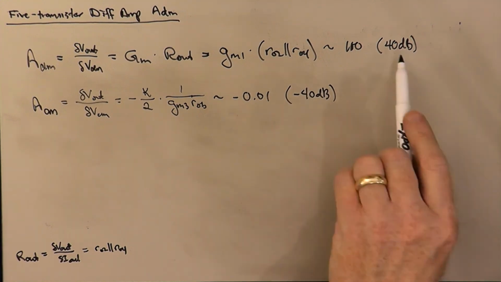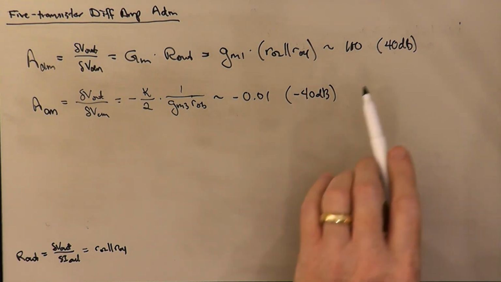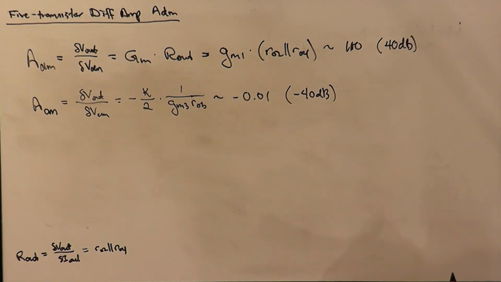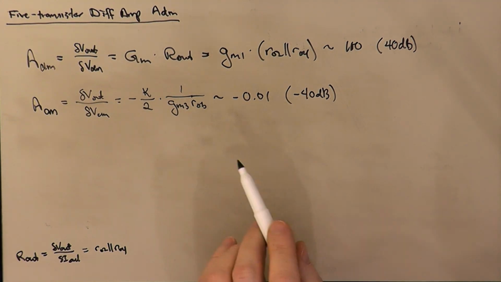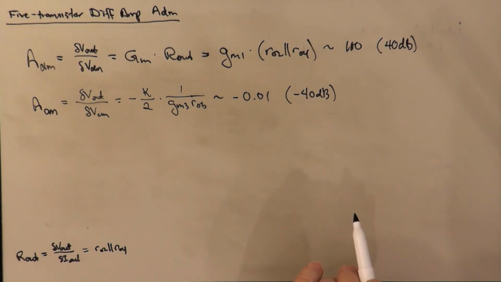And so the ratio of these two things, which is called the common mode rejection ratio, often expressed in dBs, would be basically 40 minus a minus 40, which is 80 dBs. So that means that this 5-transistor diff amp has a preference for differential mode signals that's about a factor of 10,000 higher than it is for common mode signals, which is pretty awesome.